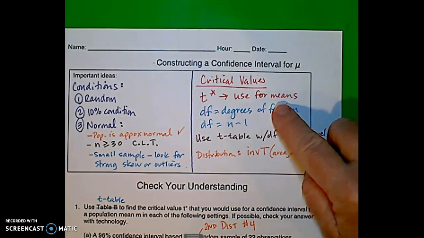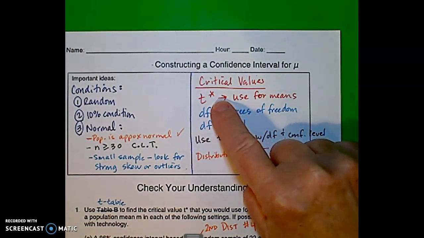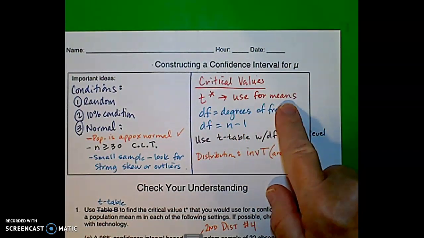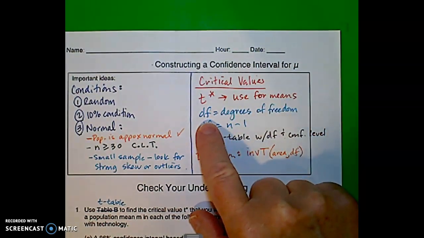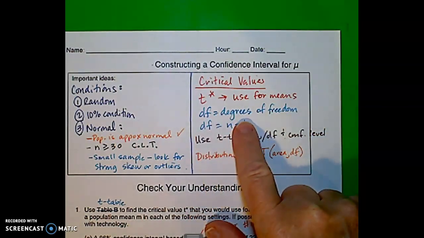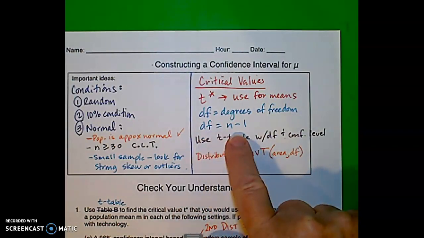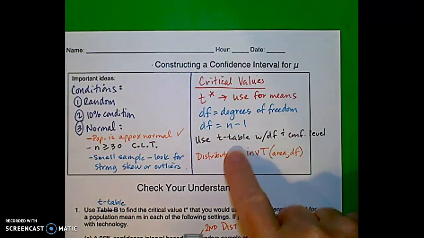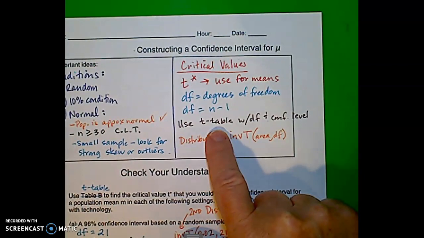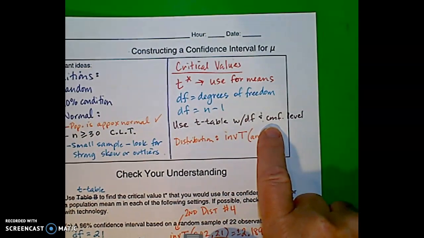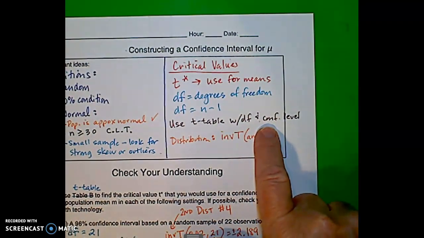The critical value that we use for this is the T critical value. That's what we're always going to use for means. DF is the abbreviation we use for degrees of freedom, which are necessary to get T values. The degrees of freedom is simply your sample size minus 1. We're going to use a T-table, which is on page 10 of your booklet. You always need to know your degrees of freedom and the confidence level you're interested in to get your T critical value.